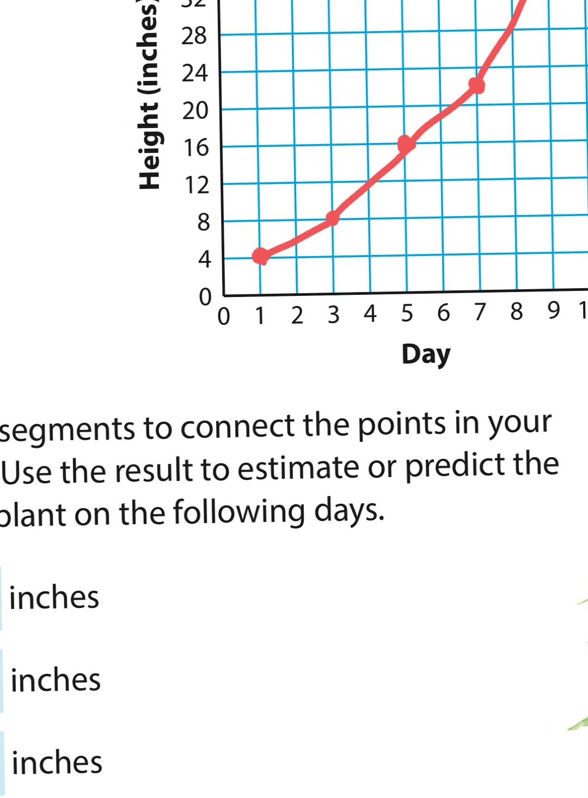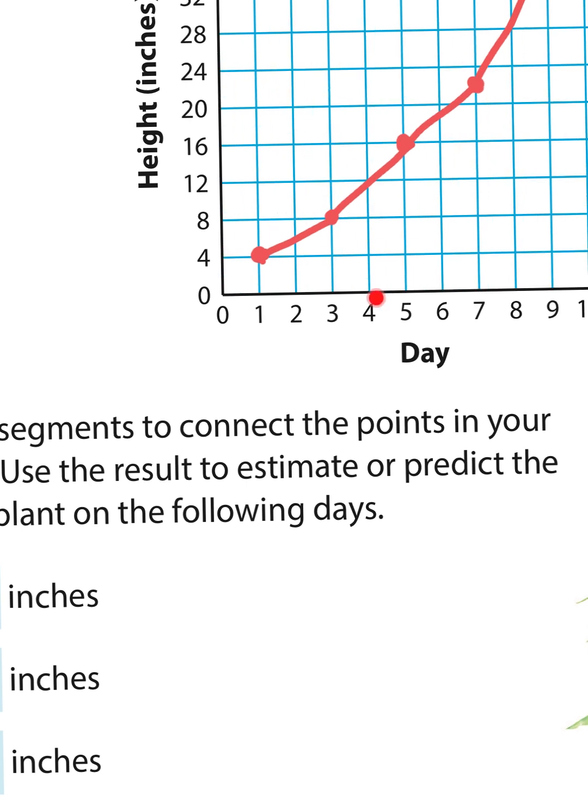So then down here, I'm going to say that on day 2, it's close to 6 inches. I am estimating, I'm predicting. I maybe don't know exact, but I can get pretty close, okay? On day 4, here's day 4 here. It looks like it crosses about right here. What point is this at? 12. Okay, what about day 6?